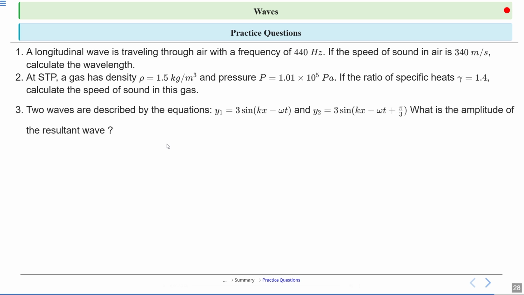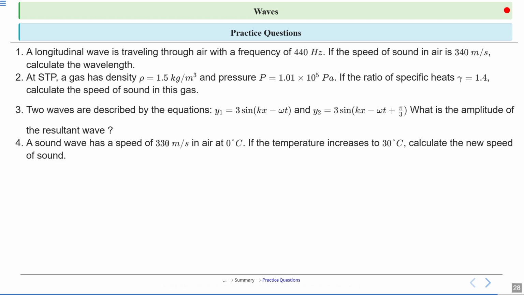Third, two waves are described by the equations y1 equal to 3 sin(kx minus omega t) and y2 equal to 3 sin(kx minus omega t plus pi by 3). What is the amplitude of the resultant wave? Fourth, a sound wave has a speed of 330 meters per second in air at 0 degrees Celsius. If the temperature increases to 30 degrees Celsius, calculate the new speed of sound.